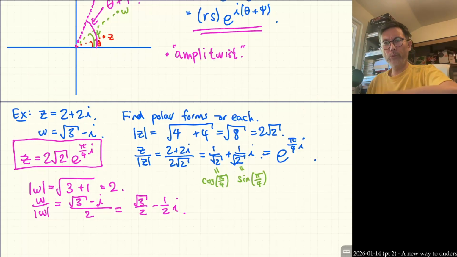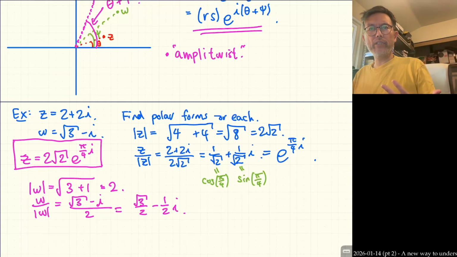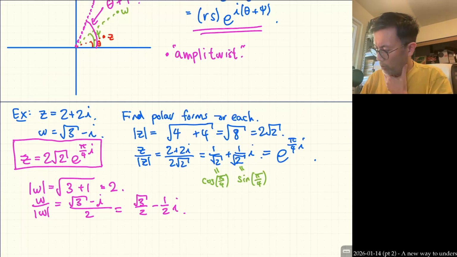Cosine of theta is root 3 over 2, so it's positive. And sine of theta is negative 1/2. So it's going to be negative pi over 6. Okay, so this is the same thing as cosine of negative pi over 6, and this thing here is the same thing as sine of negative pi over 6.